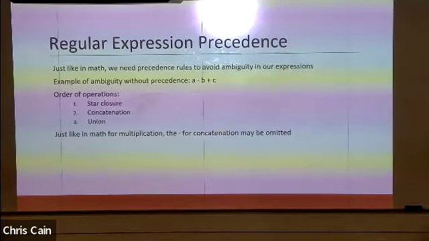And as I've been doing already, just like in math for multiplication, if there is no dot, that just means it's there. It still means concatenation. So R1 R2 is equivalent to R1 dot R2.